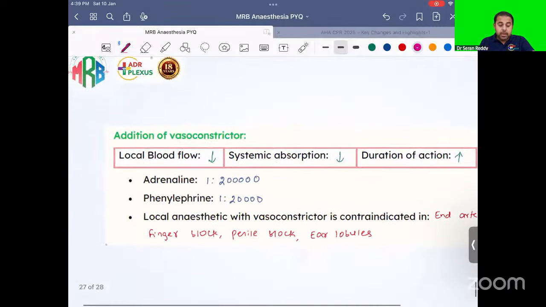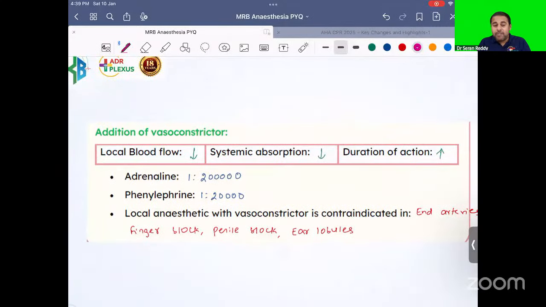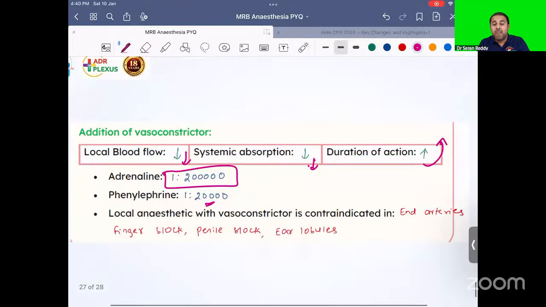Okay, so by the addition of a vasoconstrictor along with local anesthetic, adrenaline decreases the local blood flow, decreases the systemic absorption, and increases the duration of action. So adrenaline is usually in 1:2 lakh ratio, phenylephrine in 1:20,000 ratio. And remember, local anesthetics with vasoconstrictor are contraindicated in all end arteries, like you can't give it in finger block, penile block, ear lobules. So clear, guys? Clear till now?